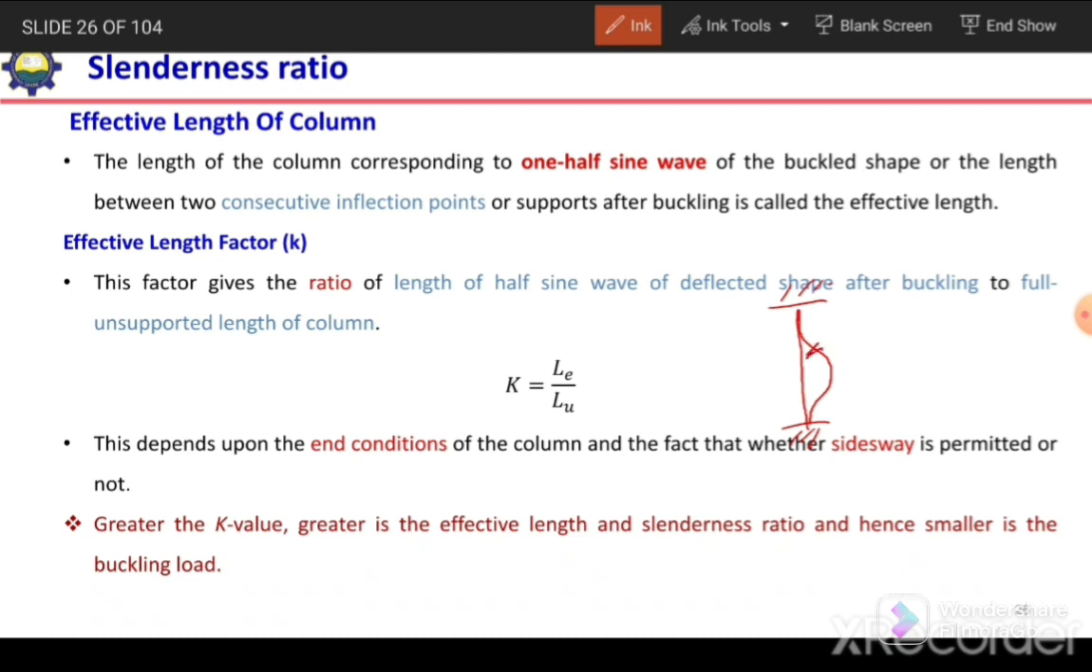So here we have this much half sine wave. So the distance between the inflection points: this is 1 half sine wave, and this one will be 1 by 2 of a half sine wave. So this half sine wave is actually the effective length. So the length of the column corresponding to 1 half sine wave of the buckled shape, or the length between two consecutive inflection points. So here we have one inflection point and the second inflection point. So this is LE.